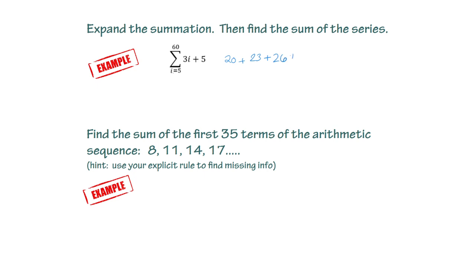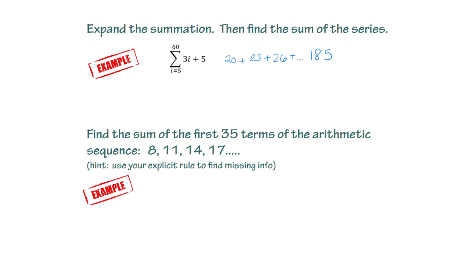All right, and then what I would do is I go plus, dot, dot, dot, and then let's go ahead and put in the last term, plug 60 in. So that's going to end up being 185. So that's what it looks like to expand the summation. Make sure you have plus signs, not commas.